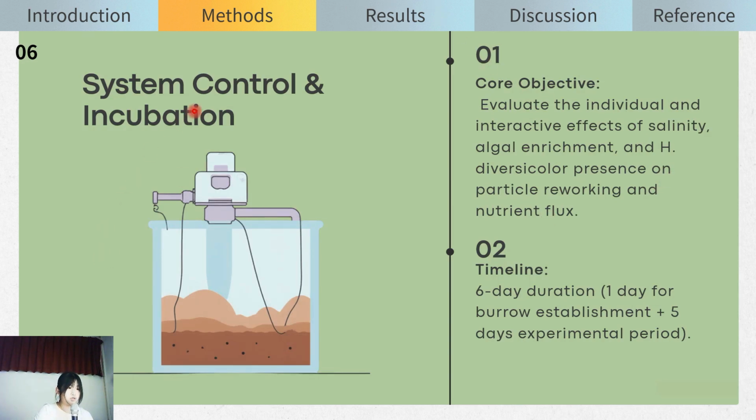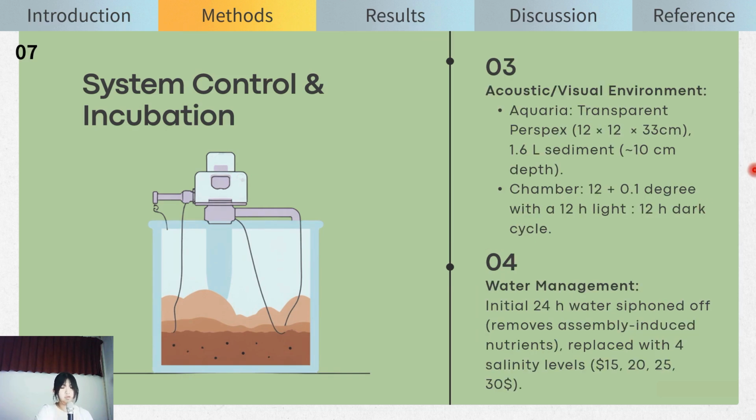Let's talk about the system control and incubation of our experiment. Our core objective is to evaluate the individual and interactive effects of salinity, algal enrichment, and worm presence on particle reworking and nutrient flux. We used a 6-day duration, and 1.6 liters of sediment per aquarium, with the chamber maintained at 12 degrees.